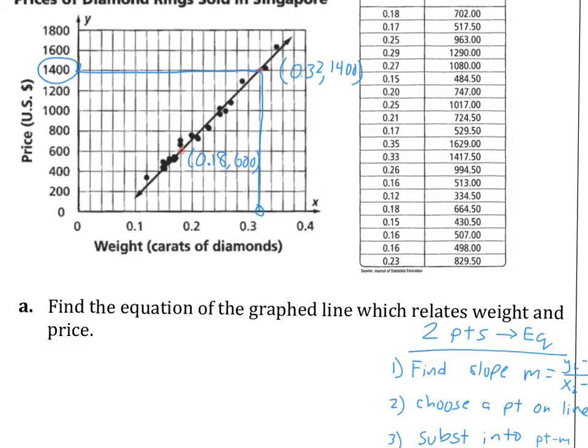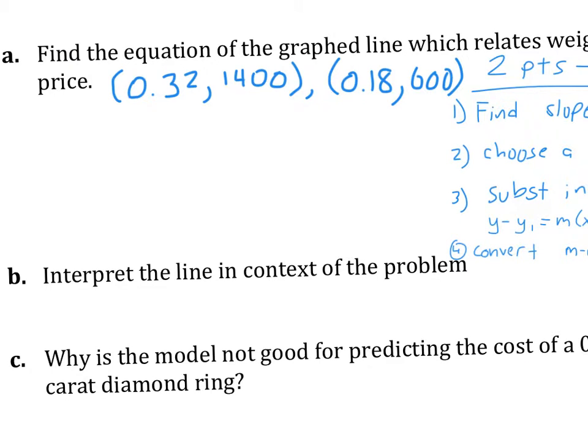So I'm going to take those 2 points down below and start walking through the steps. So I'm going to rewrite them down there. All right, so let's do this. First step, I need to find my slope. So I take my $600 and I'm going to subtract the $1,400. 600 minus 1,400. Now, of course, I could have gone the other way around. That's fine. And then I take the 0.18 and I subtract the 0.32.